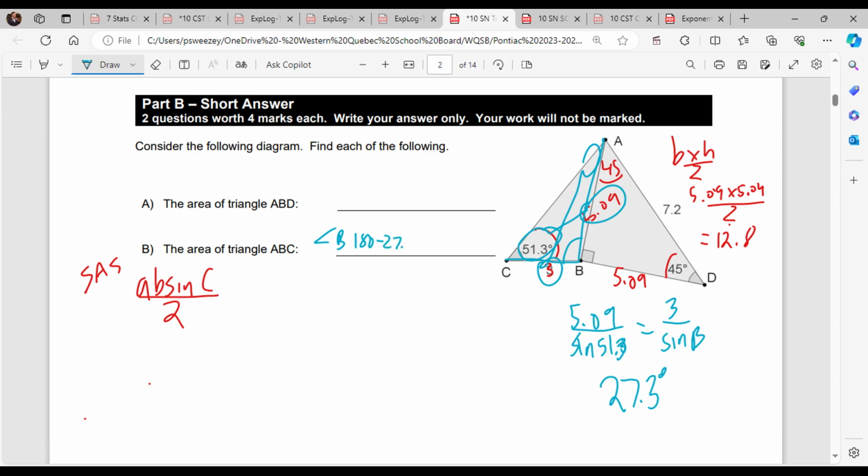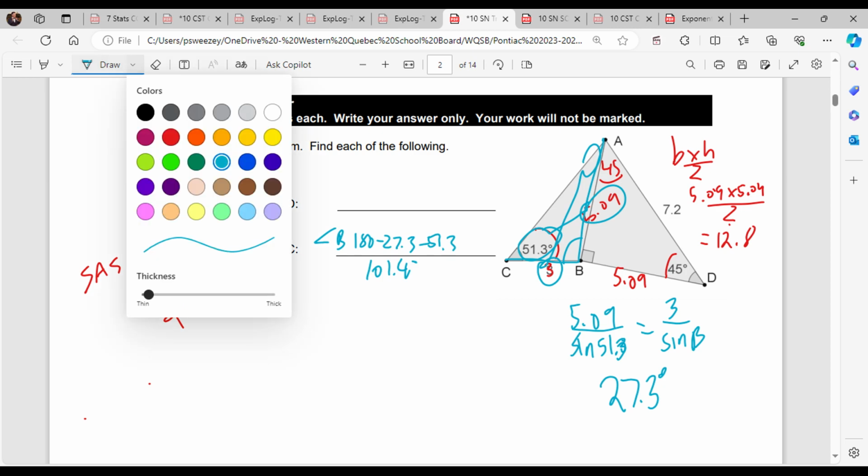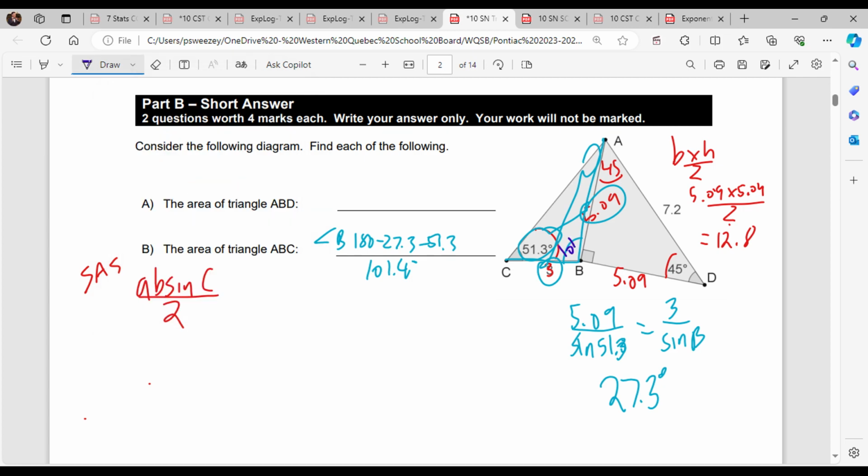180 minus 27.3 minus 51.3 is 101.4. So now that I actually have that angle to work with, 101.4, I've got the 3, I've still got 5.09.